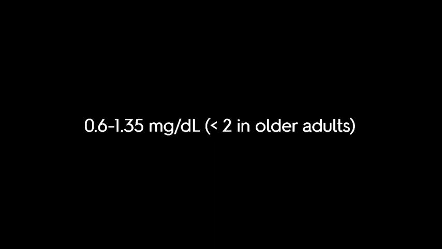Normal glucose levels 70 to 110 milligrams per deciliter. Normal specific gravity 1.010-1.030. Normal BUN 7 to 22 milligrams per deciliter. Normal serum creatinine 0.6 to 1.35 milligrams per deciliter.